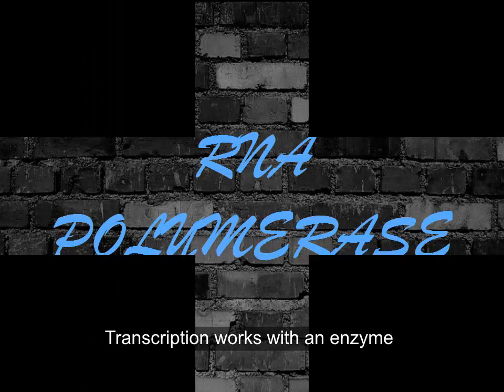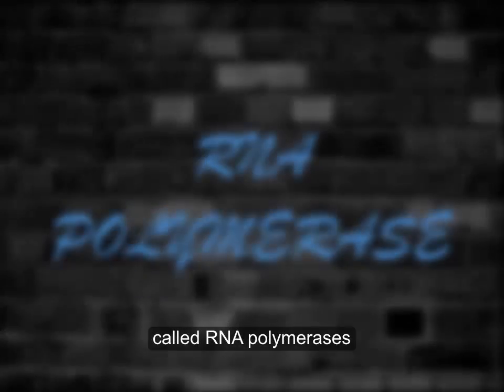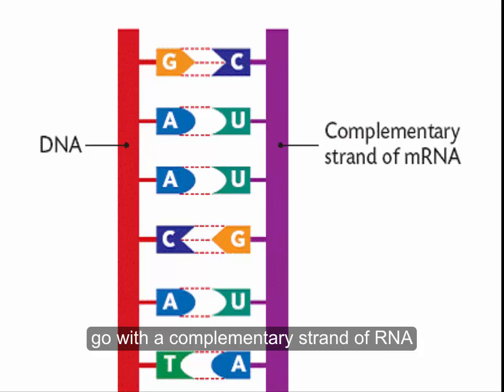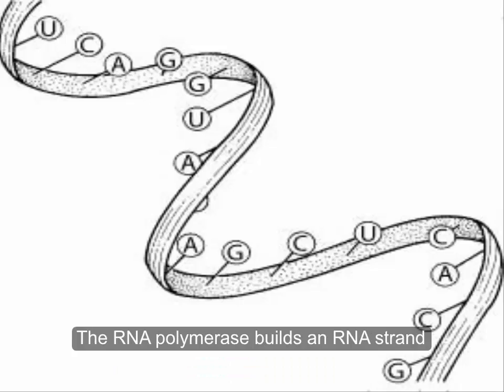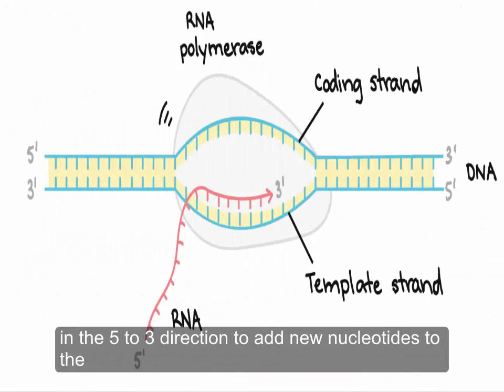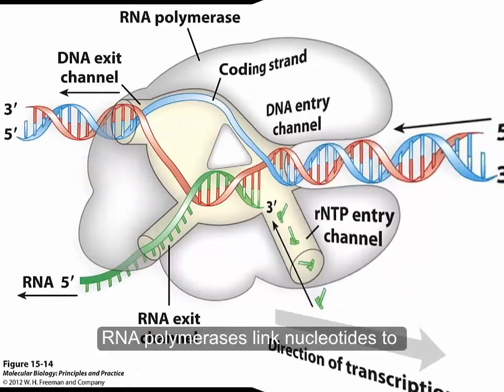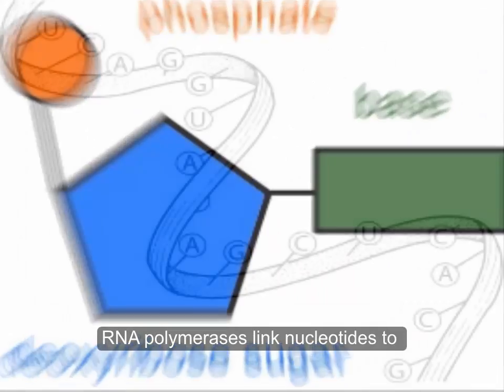Transcription works with an enzyme called RNA polymerase. RNA polymerase uses a single-stranded DNA to go with a complementary strand of RNA. The RNA polymerase builds an RNA strand in the 5' to 3' direction, adding new nucleotides to the 3' end of the strand. RNA polymerases link nucleotides to form an RNA strand.